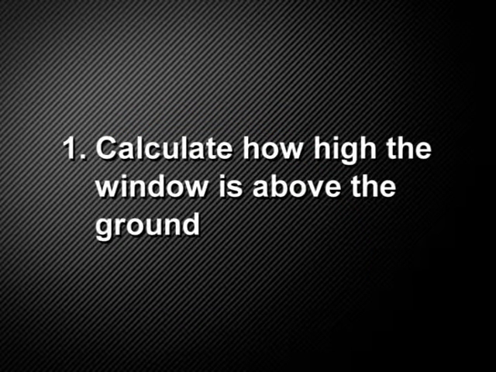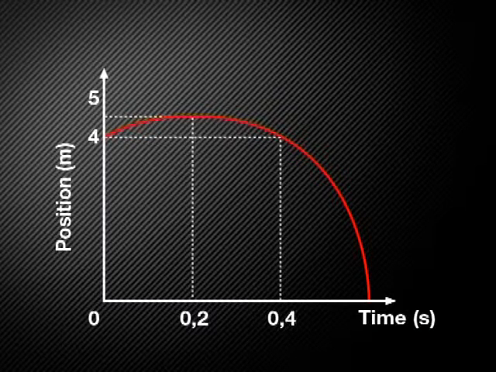Question 1. Calculate how high the window is above the ground. To answer this question, we'll return to the graph. At the beginning of this motion, which is where time is 0, we can see from the graph that the tennis ball was 4 meters above the ground.